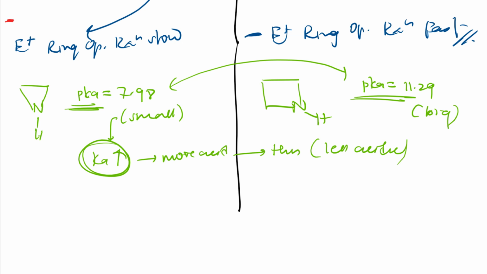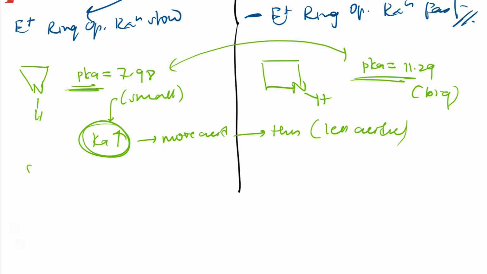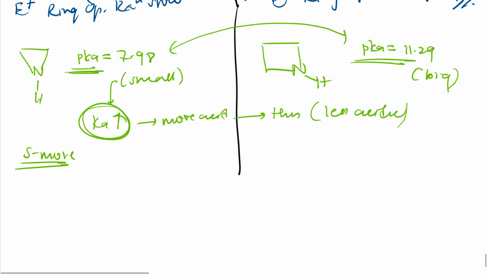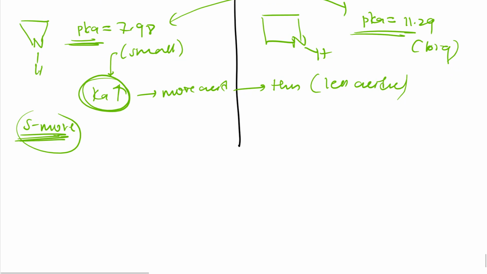The reason I have told you: the s character will be more, and with more s character it can easily hold the electron density. Many times I have told this, so I am not explaining in detail here. The greater the s character, the more it can hold the electron density. So if H plus is removed, the negative charge will be easily taken by this compound, so it will have a greater Ka value. This is the difference.